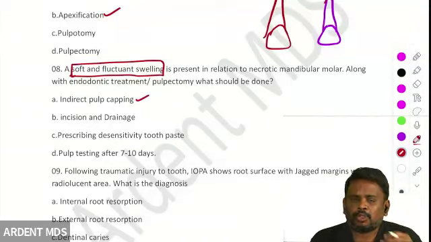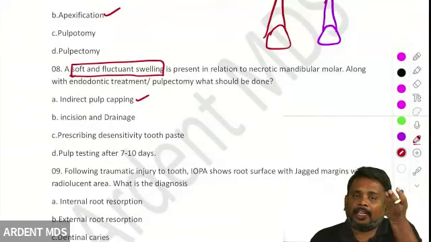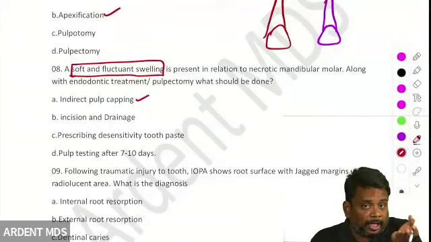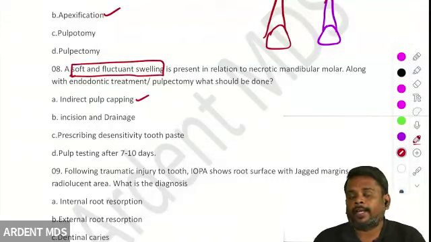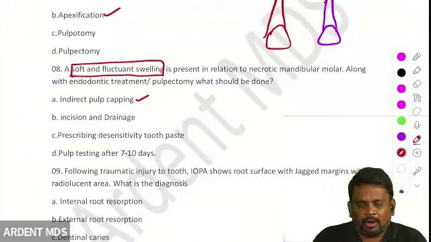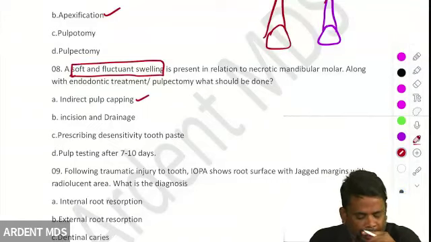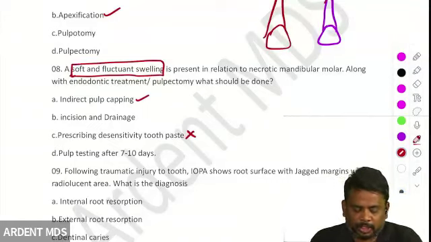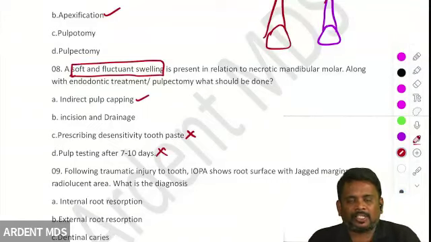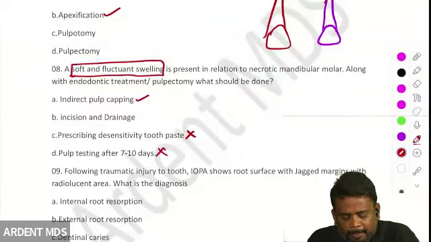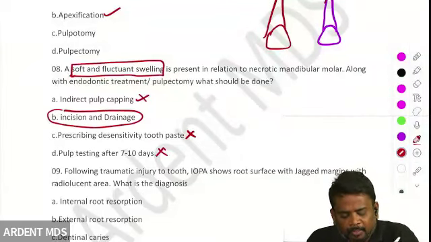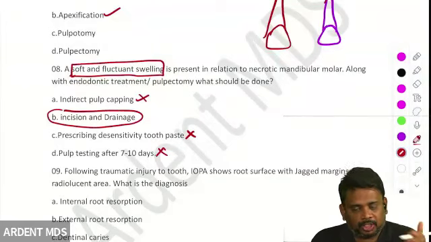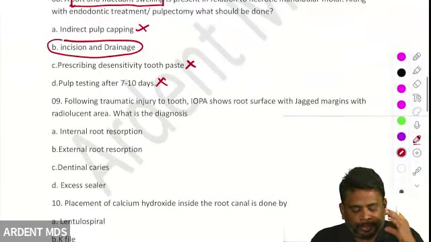Indirect pulp capping is usually indicated when the cavity depth is too deep and close to the pulp; then we go for indirect pulp capping. So it is not related to this question. Okay, and prescribing desensitizing toothpaste is also not related to the question. Pulp testing after 7 to 10 days, no. So it is an eliminating type of question. Since the patient has swelling, obviously, what is the primary treatment? The primary treatment is incision and drainage. Yes, sir. Right. Question number 9.